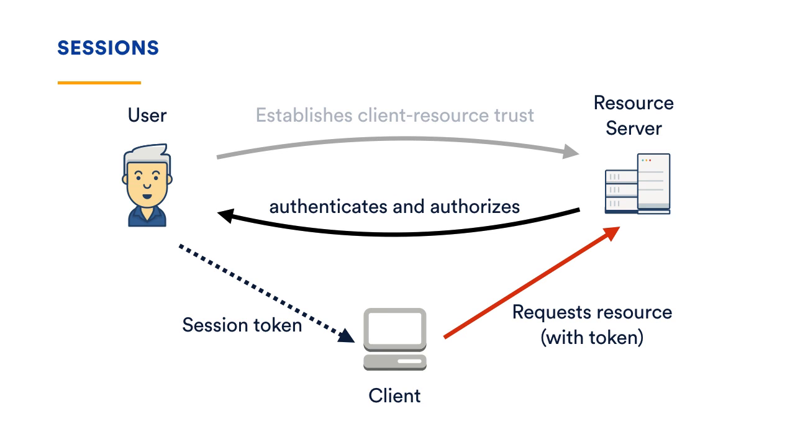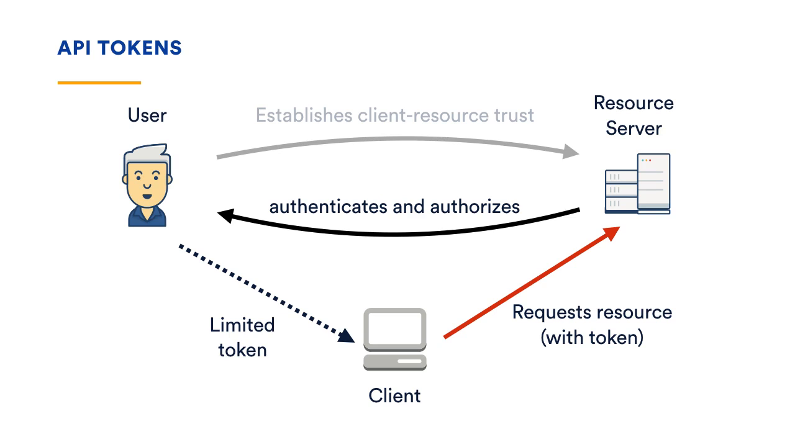The next level of sophistication is session-based auth, like the legacy Jira Sessions API. Here the user authenticates and is authorized against the resource server directly and passes the session token to the client. But again, there's no explicit client resource trust here because there's no way for the resource server to distinguish between different clients.